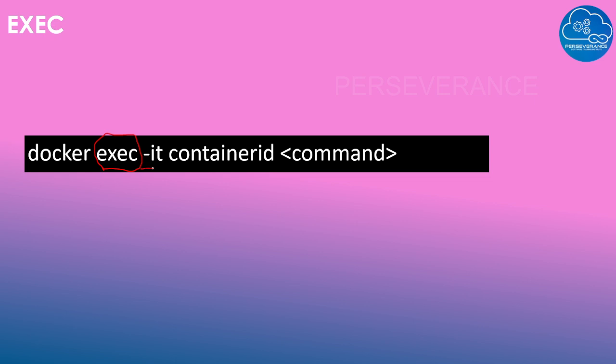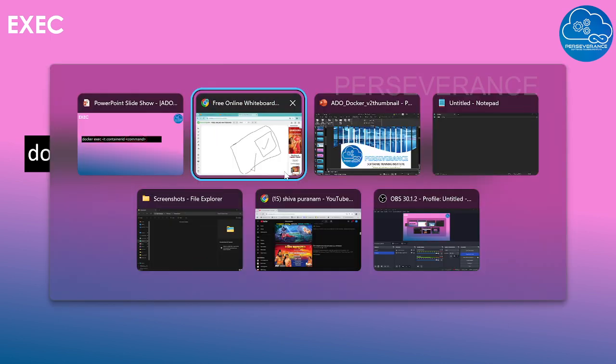So docker exec -it, then container ID or container name, and your command, without the greater than or less than signs. You just need to give the command. All right, let's see how it goes now.